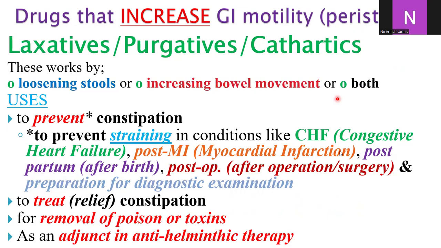In the prevention of constipation, there are special groups of patients that need that type of prevention. For example, if we have a patient with congestive heart failure where the heart is struggling to pump blood, you do not want to subject this patient to any form of strain or stress when it comes to bowel movement. So you want to prevent that, and you prevent the straining by using the laxatives.